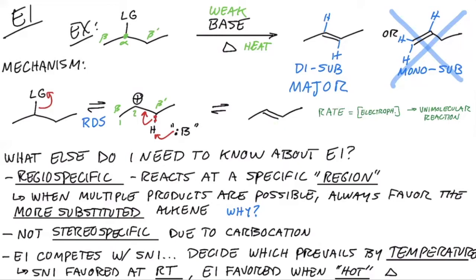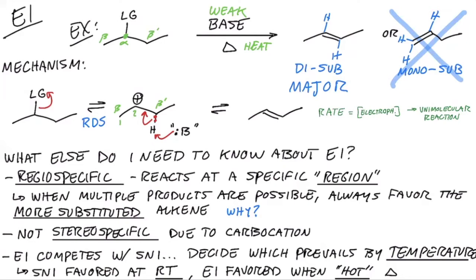Just a reminder that the rate law for this is a unimolecular rate law, just meaning that in our rate determining step, all that we have is this one molecule, and that's why we get the number 1 after the E, E1. E1 is a regiospecific reaction, meaning that we want to always form that most substituted alkene.